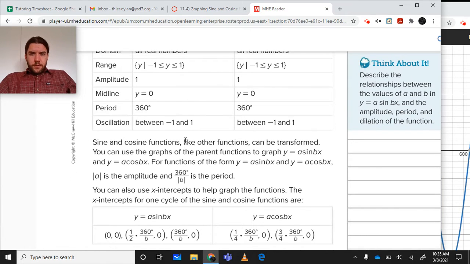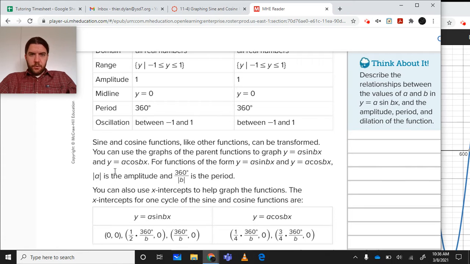So sine and cosine functions, like other functions, can be transformed. You can use the graphs of the parent functions to graph y equals a sine bx. Okay, so there are two different variables that we might put in that would be factors, that would be multiplication, and these two variables are going to do different things. And you can transform y equals a cosine bx. For functions of the form y equals a sine bx and y equals a cosine bx, the absolute value of a is the amplitude, and 360 over the absolute value of b is the period.